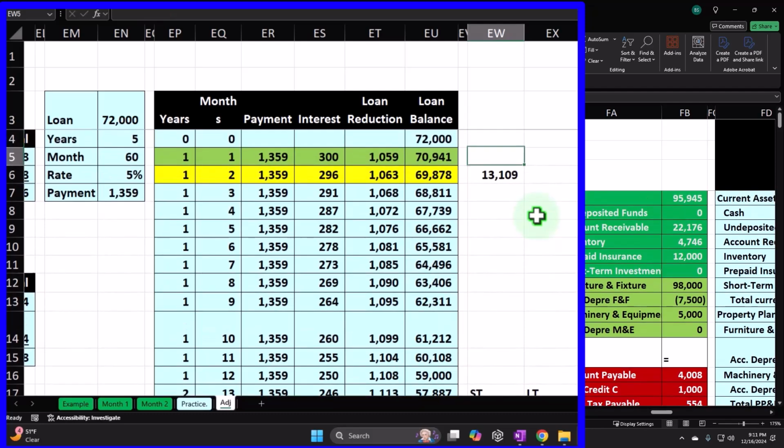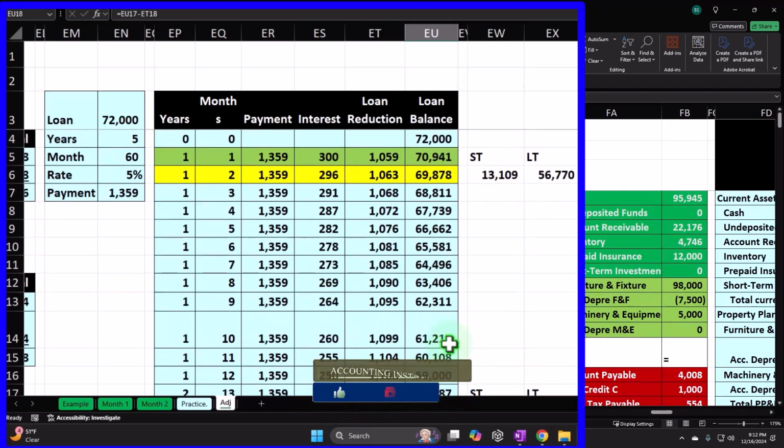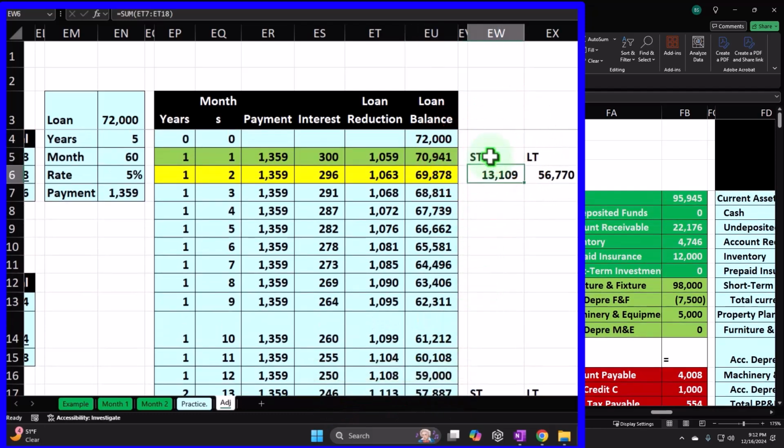This then, once again, is the short term. So the long term is going to be the total amount of the loan minus the short term, 56,770. That's the 56,770 where we will be after making 12 payments, after we account for basically the rent expense of the money, the interest that's been calculated. So that's what we need to do. We need to be breaking up between short-term and long-term portion of the loan.